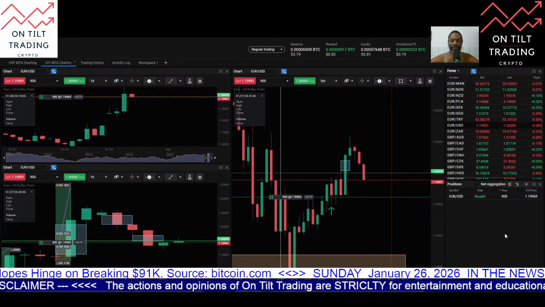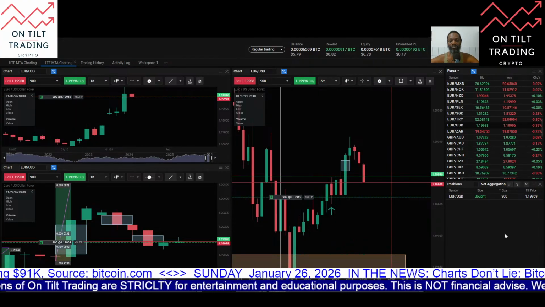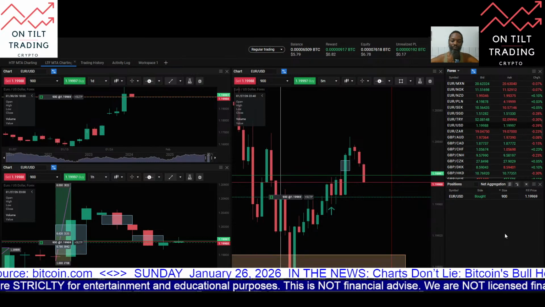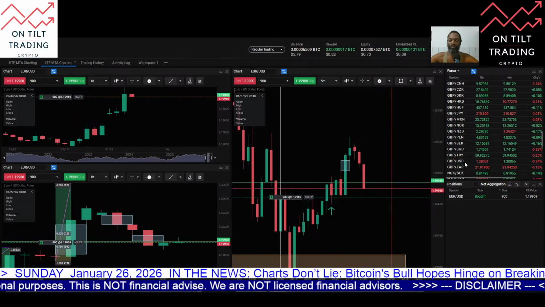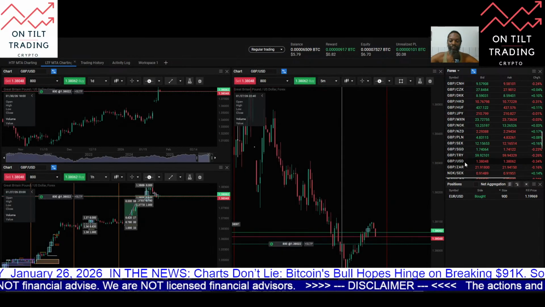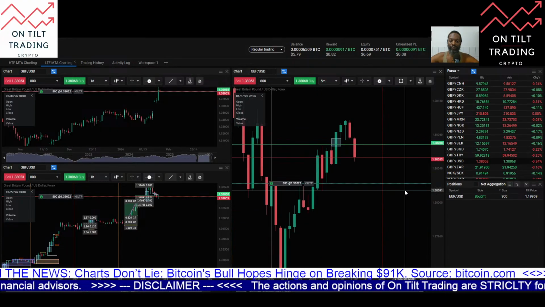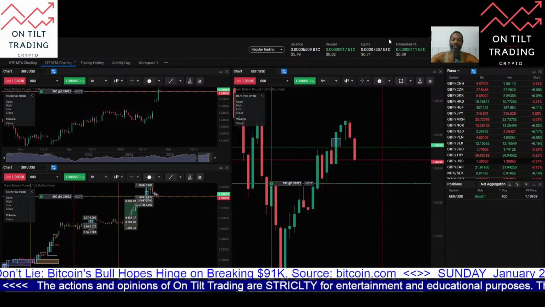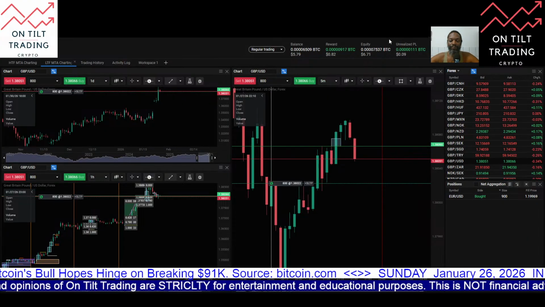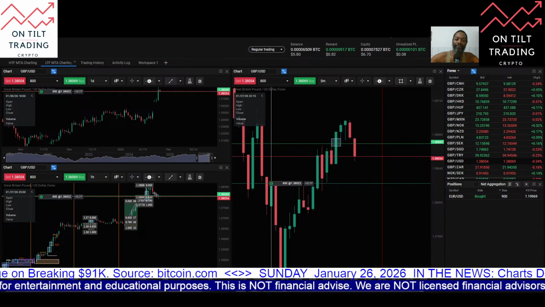Sell side delivery here. Price selling in a hurry here. As I mentioned, things can speed up near the end of the kill zone.